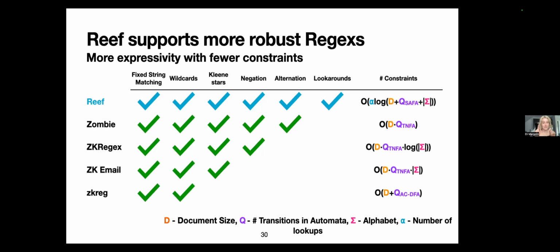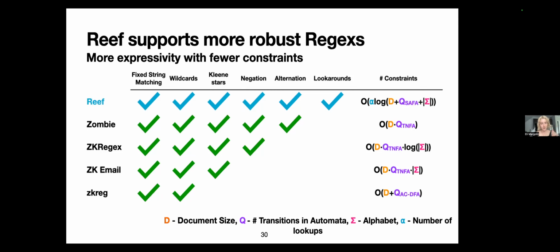Additionally, you'll notice Reef has this alpha at the beginning. This is the number of lookups that we have to perform, and this is defined entirely by the regex itself. It's not defined by the document. It's document independent. So we're able to have a number of constraints that's pretty independent of the document. The 4th system, zkReg, does have an additive number of constraints, size of document plus size of automata, but they use something called an Aho-Corasick DFA, which tends to be multiple orders of magnitude larger than SAFAs. So this is all theory.